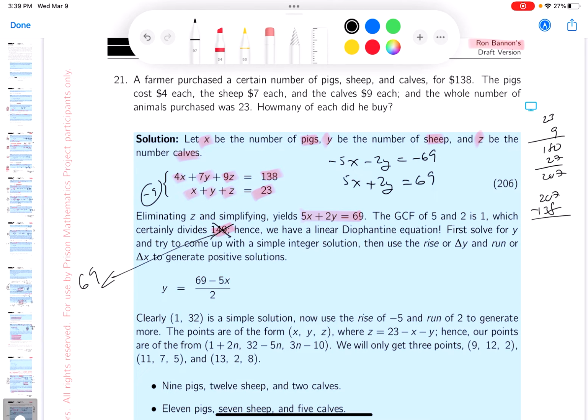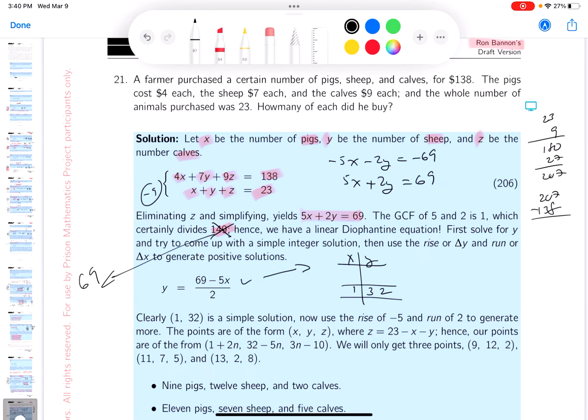We have a linear Diophantine equation. What do I do? I solve for y. Let's make sure I did that right. Y is 69 minus 5x over 2. Looking good. Here's the problem. I need that divided by 2. And I got to be honest with you, it looks really easy right from the get-go. It looks like x could be 1. I'll write that down for you. And why is that? 69 minus 5 would be 64, divided by 2, which would be 32, right?